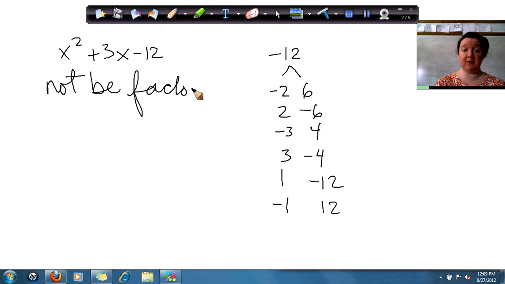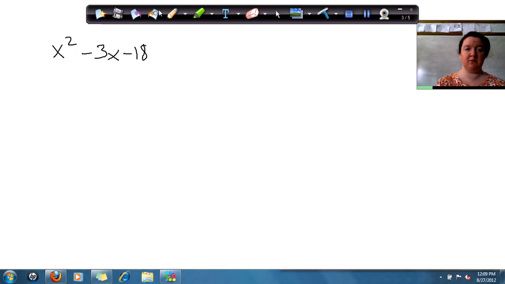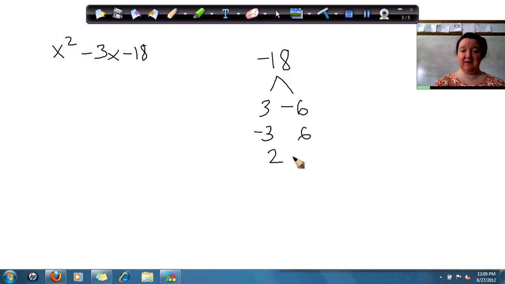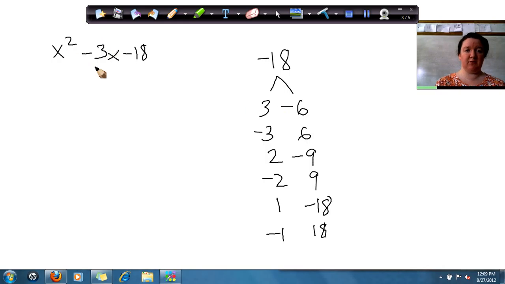And sometimes you work out that you cannot factor the question that's there. Let's look at another example. Here I have a negative 18. Let's think about what multiplies together to give a negative 18. If I did 3 and a negative 6, negative 3 and a positive 6, 2 and a negative 9, negative 2 and a positive 9, 1 and a negative 18, negative 1 and a positive 18. Well, if I take 3 plus a negative 6, that gives me a negative 3, which is what I'm looking for in the middle. So this one can be factored.